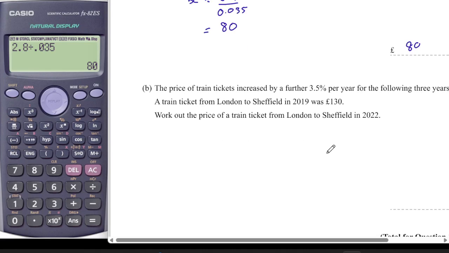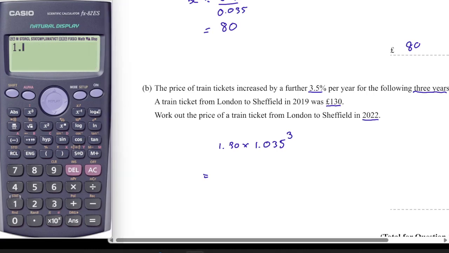Part B. The price of a train ticket increases by a further 3.5% per year for the following 3 years. If a train ticket from London to Sheffield in 2019 was £130, work out the price of the train ticket in 2022. So in effect, we're going to be doing 130 times by 1.035, because a 3.5% increase is a multiplier of 1.035. And we're doing that for 2019, 20, 21, 22, so to the power 3. And it also says 3 there.